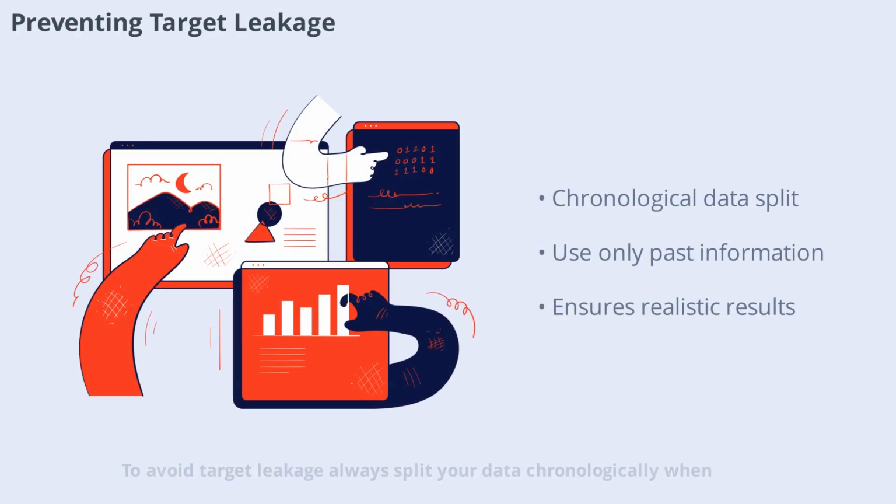To avoid target leakage, always split your data chronologically when working with time series or temporal datasets. Make sure your training features only include information available before the outcome. This simple step ensures your model's performance is realistic and transferable to real-world scenarios.